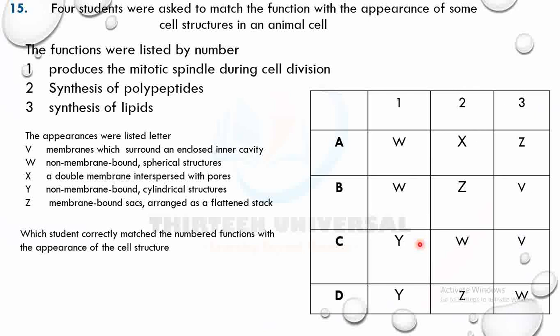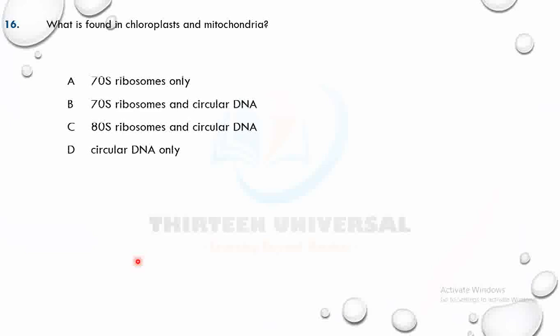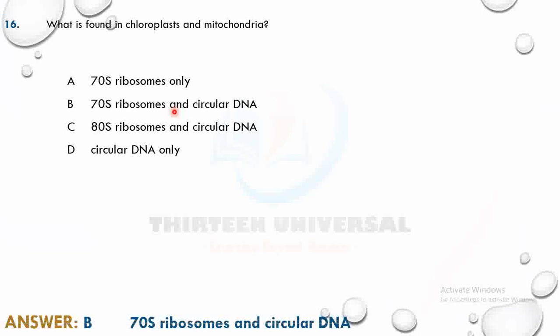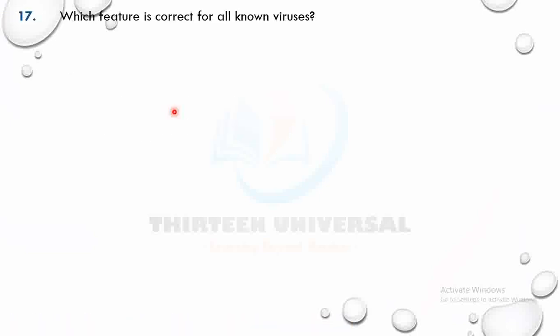Okay. So which students correctly match the numbered functions with the appearance of the cell structure? See, student C did the job. All right. What is it? Found in chloroplast and mitochondria. So what is found in them? Pause the video and try it. Okay, so both of them have 70S ribosome and circular DNA. That's B.